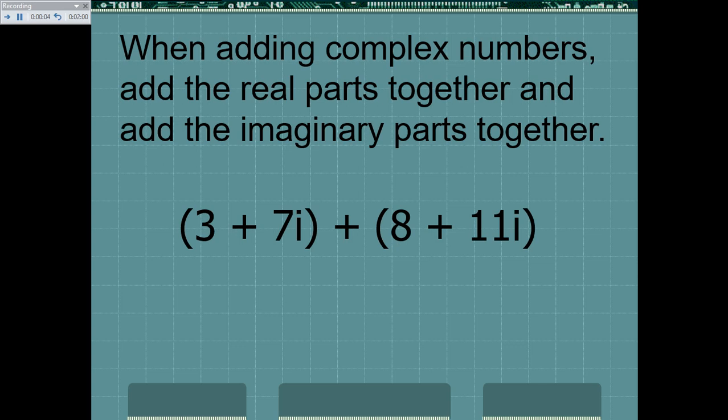Here we have two numbers, 3 plus 7 iota and 8 plus 11 iota. In the first number, 3 is the real part and 7 iota is the imaginary part. In the second, 8 is the real part and 11 iota is the imaginary part. By adding, we will have to add real parts together and imaginary parts together. So we combine real parts in addition, and imaginary with imaginary.